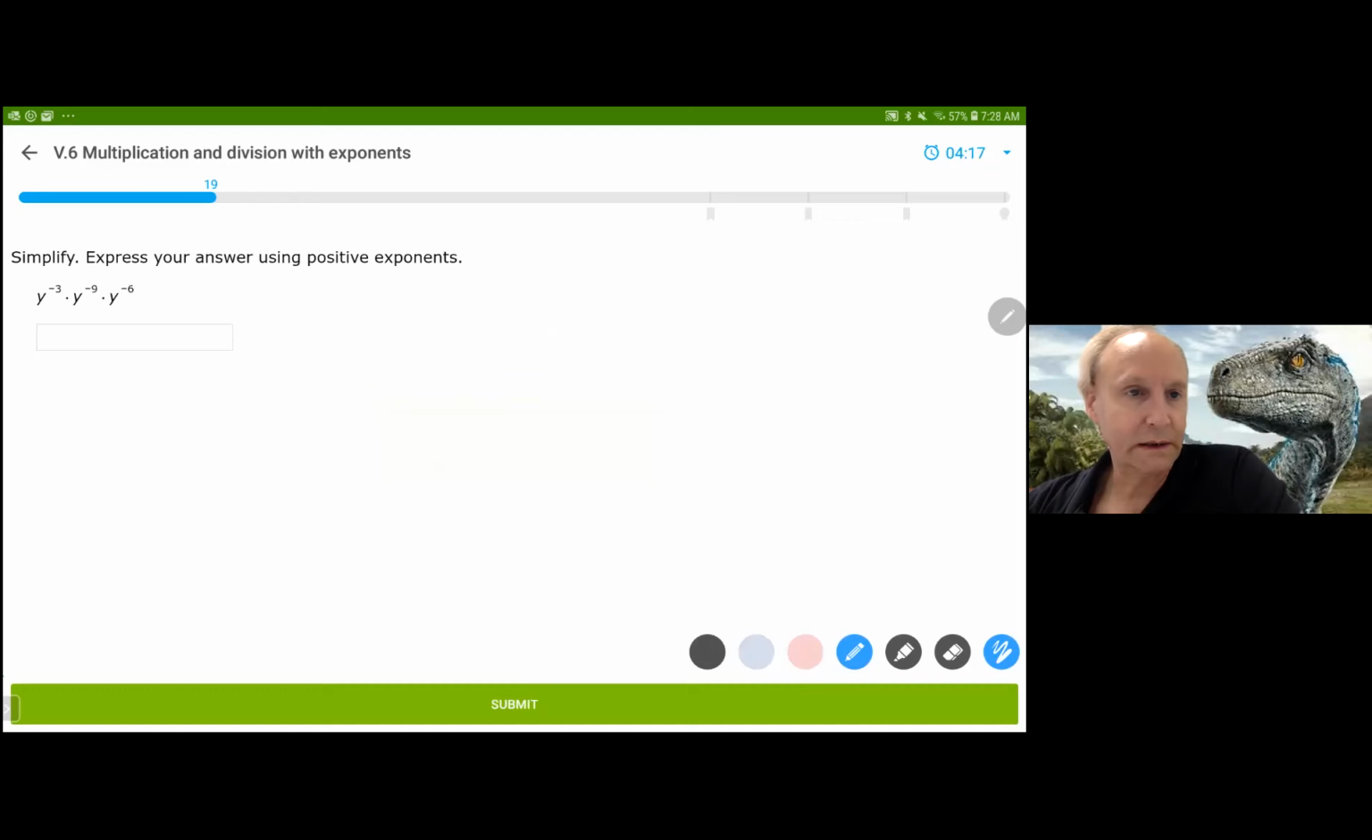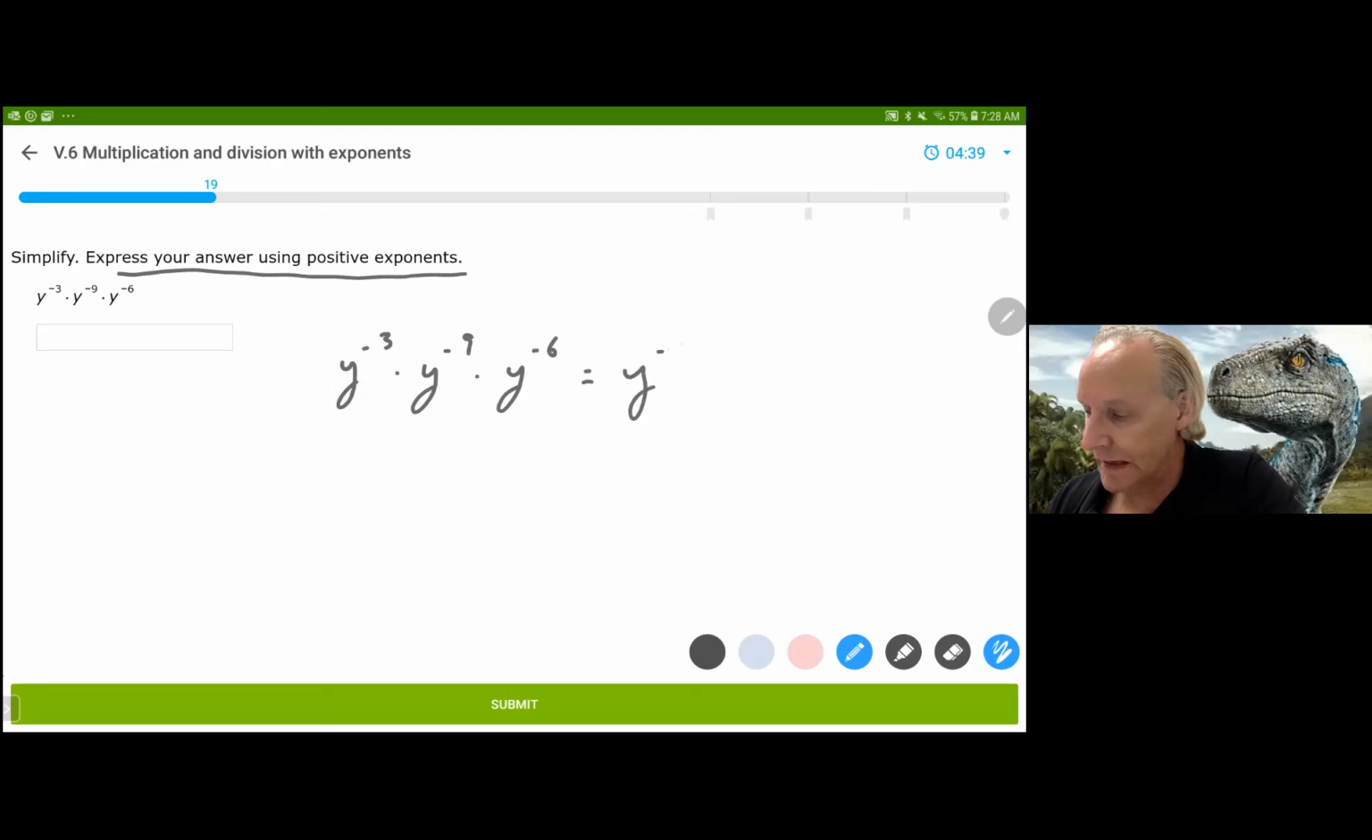Now, this one is interesting. Remember that we can only use positive exponents to express our answer. Well, we're supposed to add the exponents when we multiply. And I've got y to the -3 times y to the -9 times y to the -6. And if I add all those exponents together, I get y to the -18. -3 and -6 is -9, and there's two of those, so I have -18, which of course is 1 over y to the 18th power.